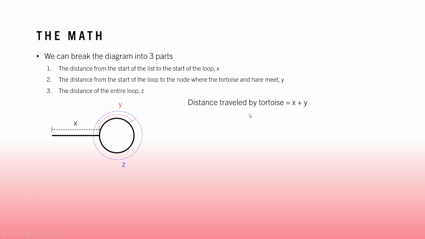We can say that the distance traveled by the tortoise equals x plus y. And since the hare is moving 2 nodes at a time and the tortoise is moving 1 node at a time, we can say that the distance traveled by the hare is 2 times (x plus y), because it's moving at twice the speed. But we can also say that the distance traveled by the hare equals the distance x plus some constant c times z, which is the length of the loop, and then we add y, meaning the hare could be looping here as much as it wants until the tortoise catches up and gets into the loop. And then they'll meet up here.